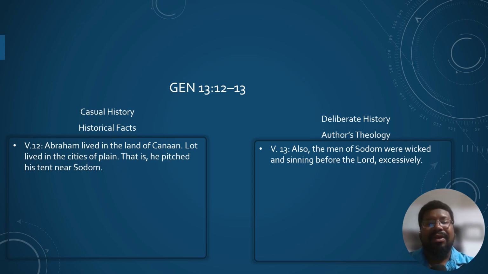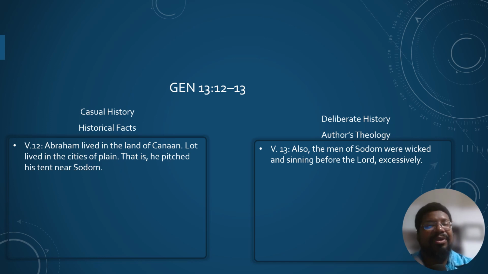However, the main point here is that they're separated, and their separation was not necessarily a good thing, because Lot ended up living amongst people who were sinners, sinning against the Lord, and were wicked and did not care. They did this excessively. So that's the deliberate point that the author is trying to make, leading you somewhat from some sort of casual history.